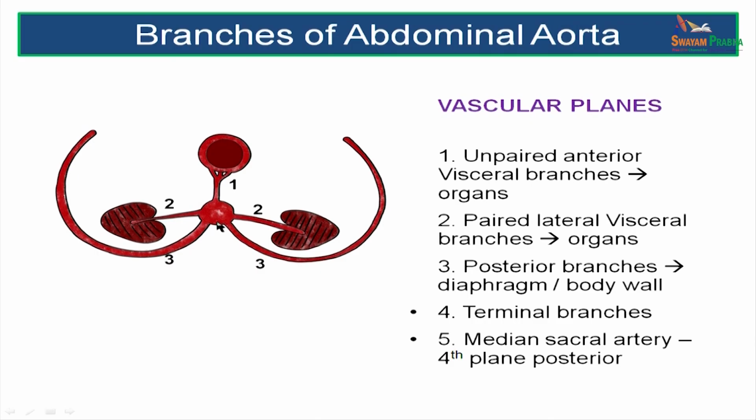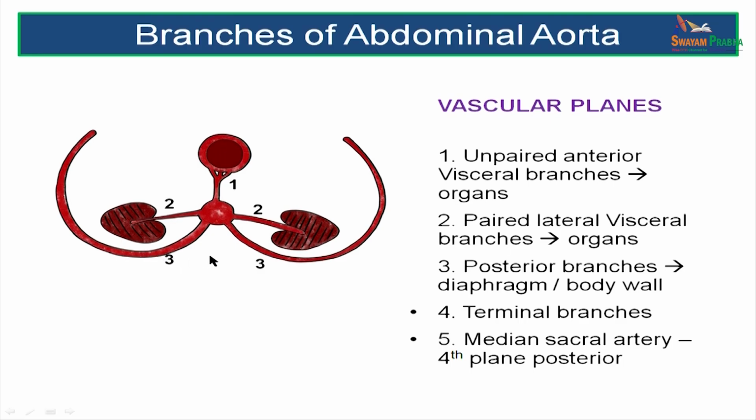The midline anteriorly has 3 unpaired branches which are also visceral branches, labeled as number 1. There are lateral paired branches which are also visceral, for example the renal arteries, which go to the lateral paired organs. The third plane of branching is a posterolateral branching which goes to the diaphragm or the body wall.